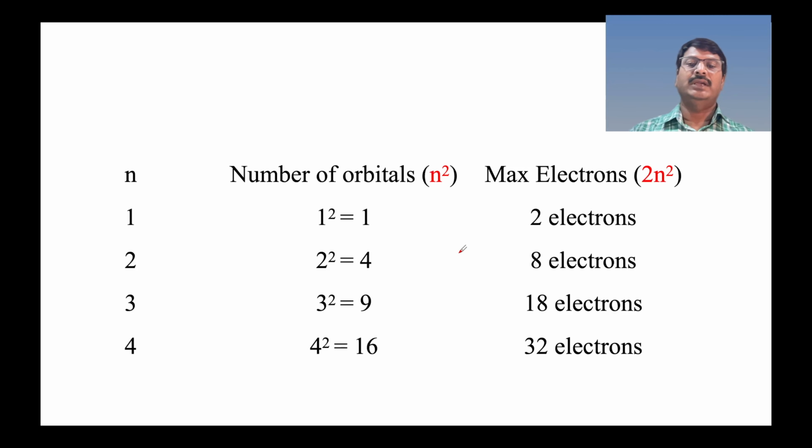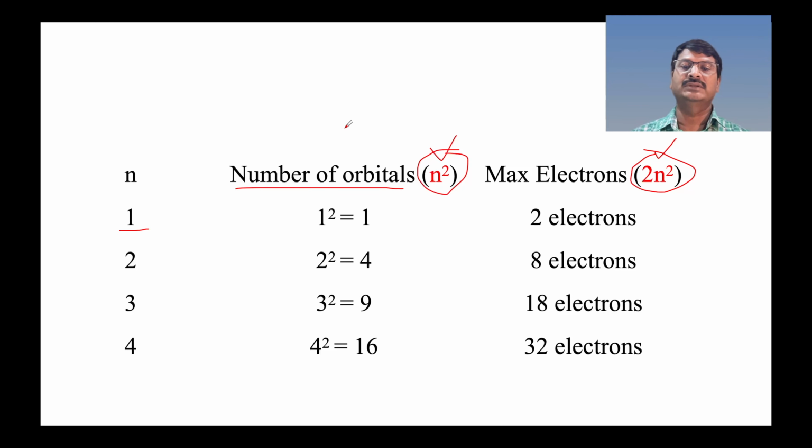Next we come to the calculation of the number of subenergy levels and the number of electrons in any given orbit. Here you can calculate the number of subenergy levels by using the n square formula, and the number of electrons present in the main energy level by using the 2n square formula. For example, let us take principal quantum number 1. What is the number of orbitals? That will be calculated by using n square, that is 1 square equals 1.